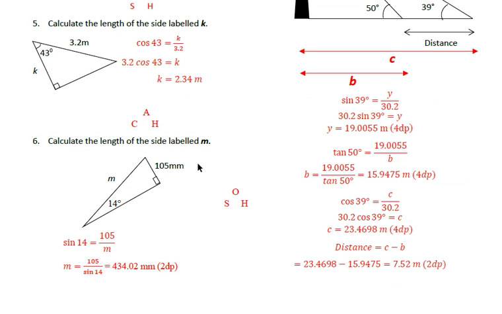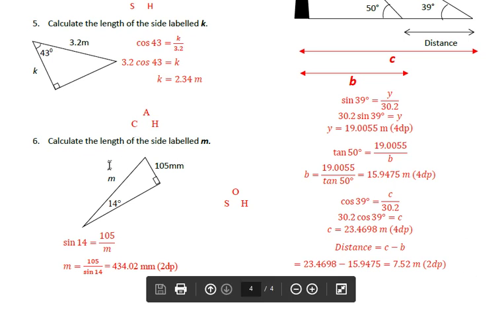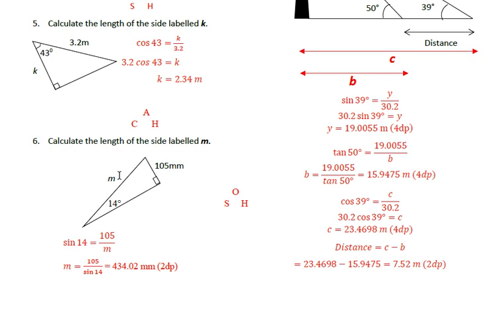Let's go down. Scroll down as far as we can here. Okay, so next one here. Calculate the length of a side labelled M. Now, first of all, we've got to label things. And first of all, we notice that there's 14 degrees in the middle here. Now, there's no little angle here, but we know it's an angle because of the degrees symbol there. It's an angle. All right. So immediately, we're not going to use Pythagoras.